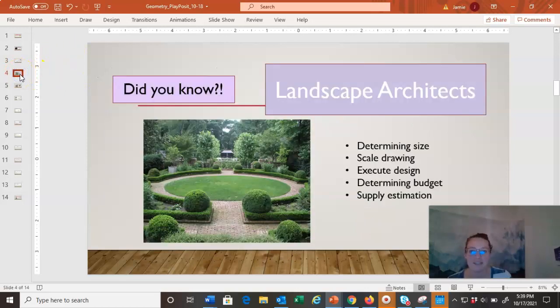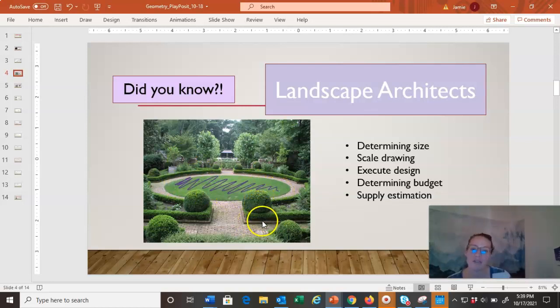All right. I wanted to share a little "did you know." I may have shared this with you last year if you were in my algebra class. I think it's so cool, so relevant, especially with geometry. You could look at this picture and I'm sure you're already thinking of all the ways that geometry specifically was used to create this garden area. I see a lot of circles, a lot of spheres, a lot of area covered, right? You're going to need to know how much sod to cover in this area.